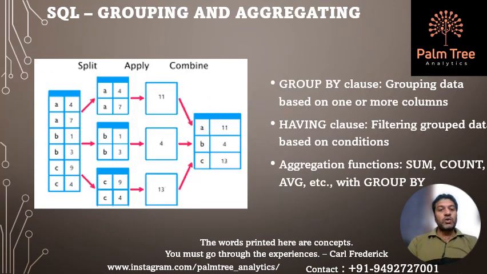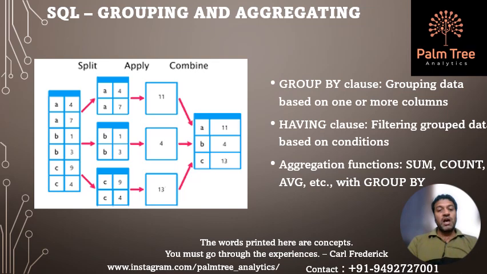In SQL, grouping and aggregating data allow us to derive meaningful insights from large data sets. Here's how these operations work. Group by clause. The group by clause is used to group rows with identical values in one or more columns. It enables us to categorize data into subsets based on specific attributes. Aggregation functions. Once data is grouped, we can apply aggregation functions like sum, count, average, min, and max to calculate summary values for each group. These functions provide valuable statistics about the grouped data.